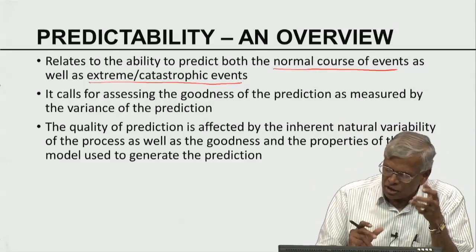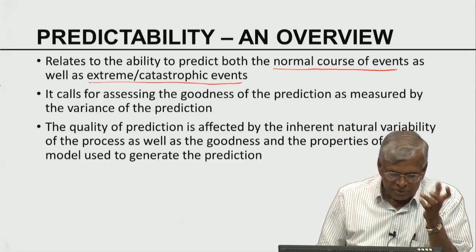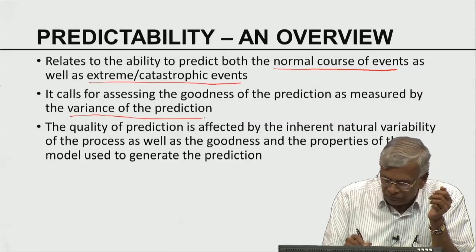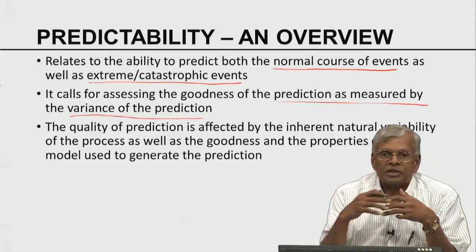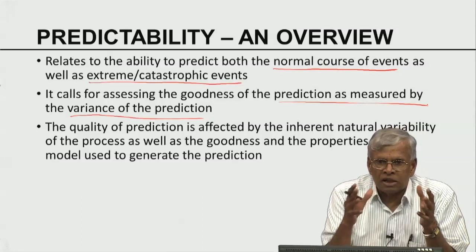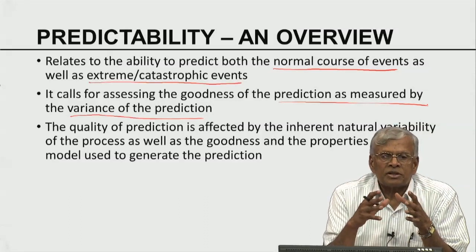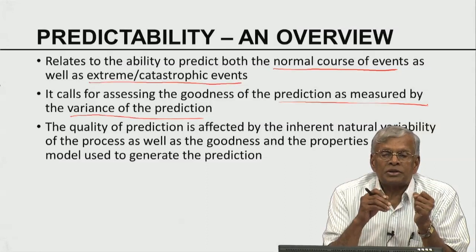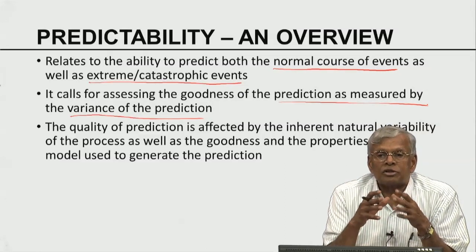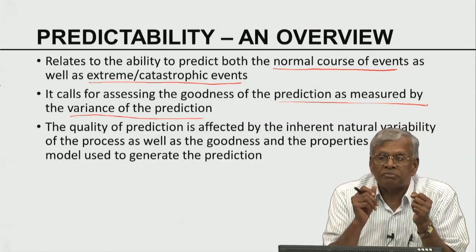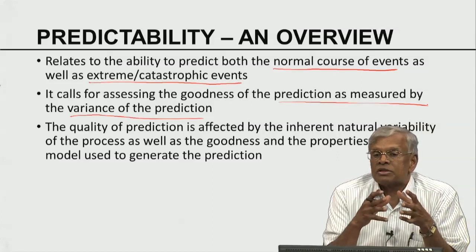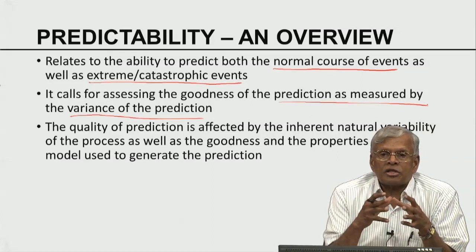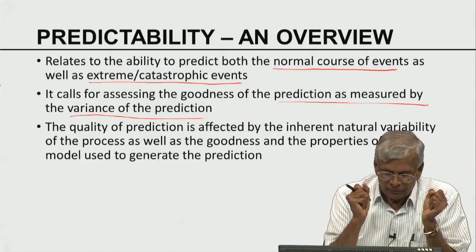So it calls for assessing the goodness of prediction as measured by the variance of the prediction. What is the variance in the prediction of normal events? What is the variance in the prediction of extreme events? Sometimes you may be able to predict the normal events with better accuracy than extreme events. It is the extreme events that generally catch us by surprise.